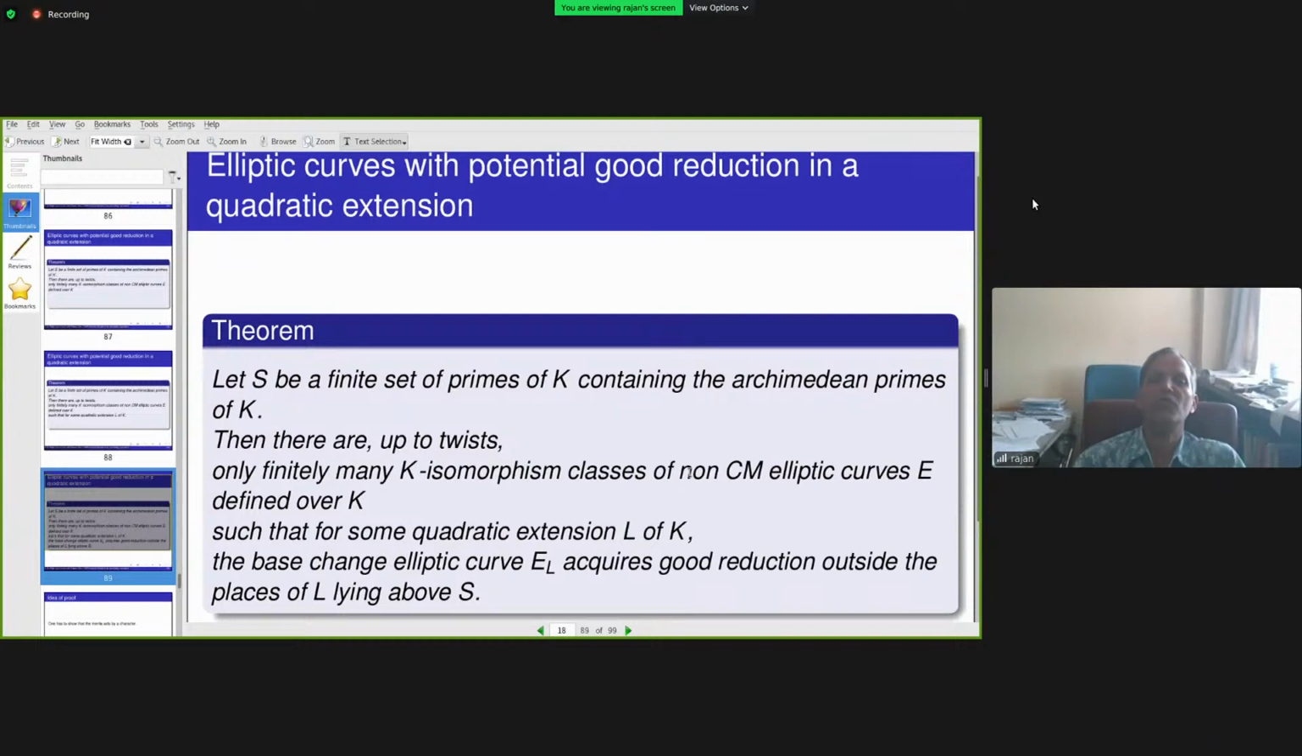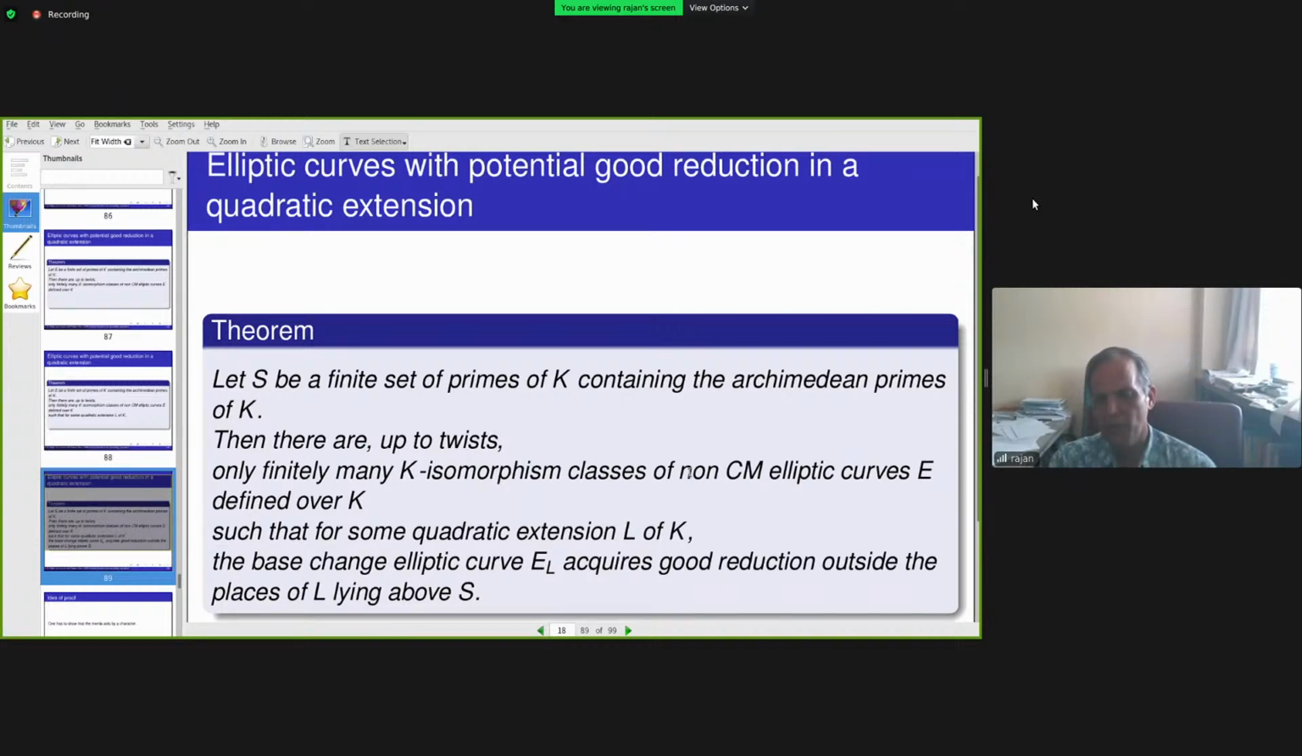Okay. So what we are saying is, up to twisting by characters, like what Dipendra had talked about in the morning today when he was looking at the elliptic curves y squared equal to x cubed minus n squared x, which are all twists of the same elliptic curve. But what we are saying is that there are only finitely many, up to twists over K, isomorphism classes of non-CM elliptic curves E defined over K, so that they acquire good reduction in some quadratic extension. Right. So this is what we are saying.